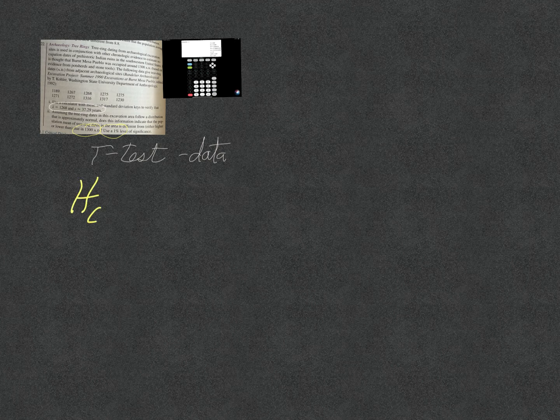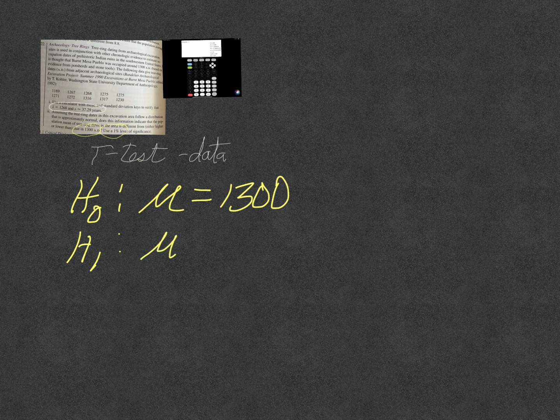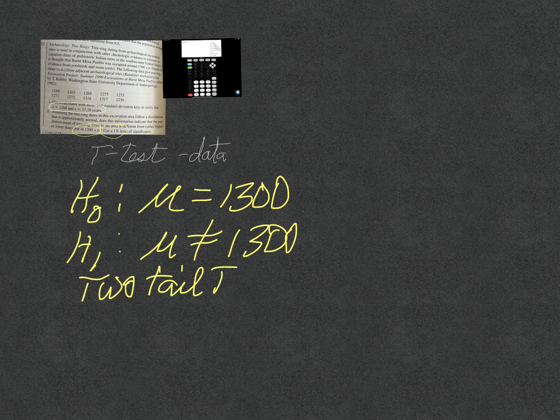The null hypothesis is going to be that the population mean is equal to 1300 AD. The alternate hypothesis is going to be that the mean is not equal to 1300. This tells us that we have a two-tail t-test. And we know that alpha is equal to 0.01.